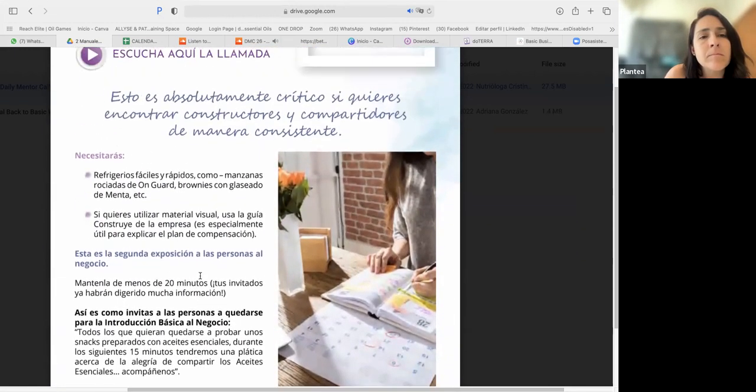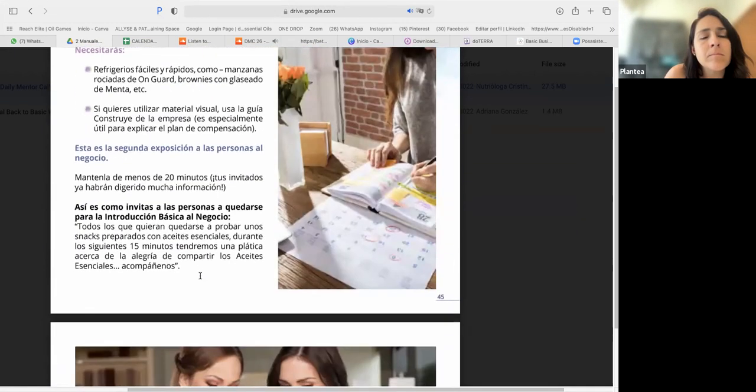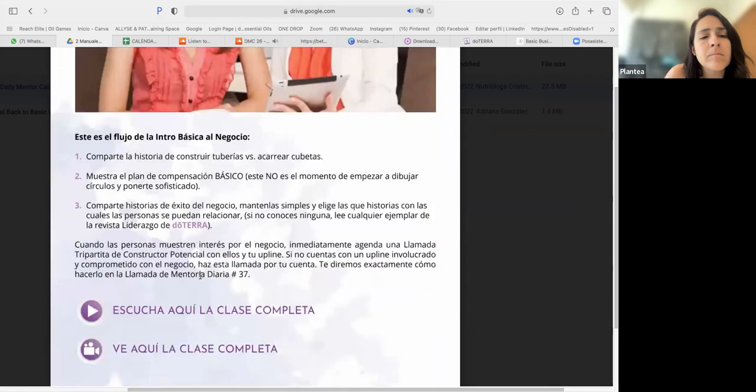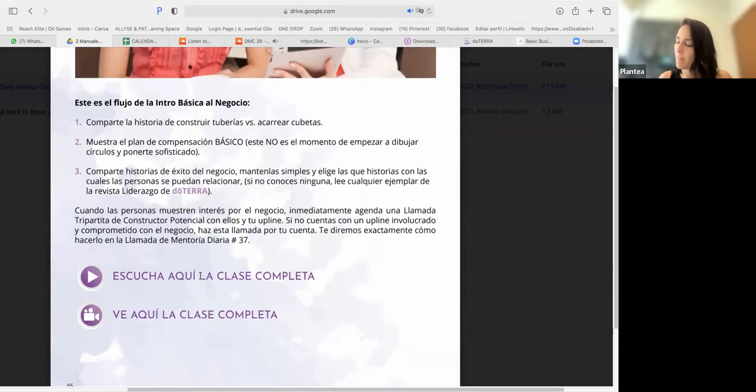Y ahora viene la parte más importante. Debes de pasar la mayor parte del tiempo en esta parte, por lo menos unos 10 minutos. Y vas a compartir unas historias de éxito en el negocio. Y Alice quiere ser súper clara en algo. Si estás ganando mucho dinero, si estás ganando más de $10,000, nunca, nunca, nunca compartes la cantidad de dinero que estás ganando, porque eso hace más daño que bien.